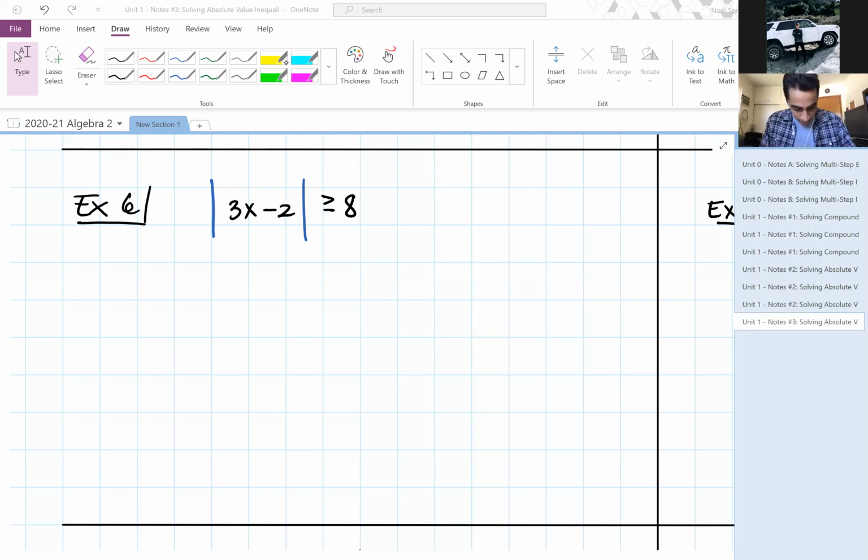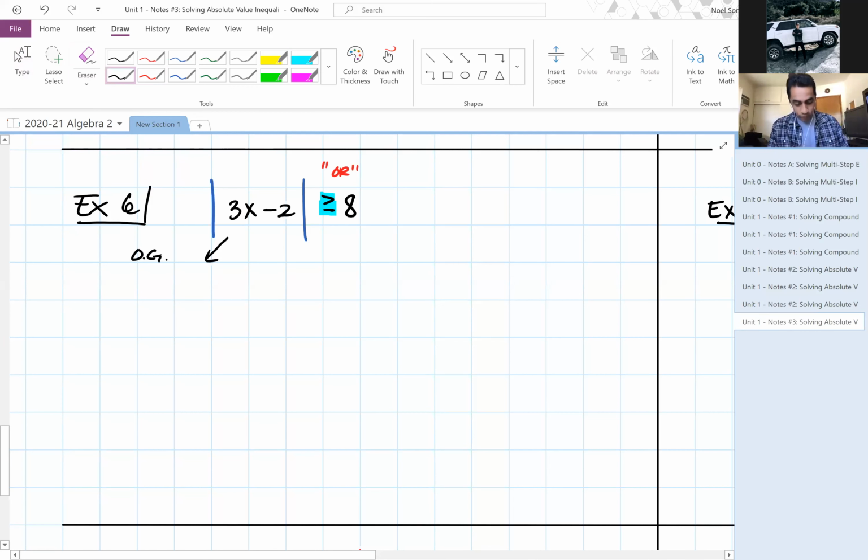All right, so first thing is identify that, right? Since this inequality is pointing away from absolute value, this tells us that this will become an or compound, all right? So the first one is what we call the original, or the OG. So you're just going to take whatever inequality and whatever absolute value is already there, and bring it down without the absolute value bars. So it's going to become 3x minus 2 is greater than or equal to 8. Okay? Or now you have your second inequality coming next.